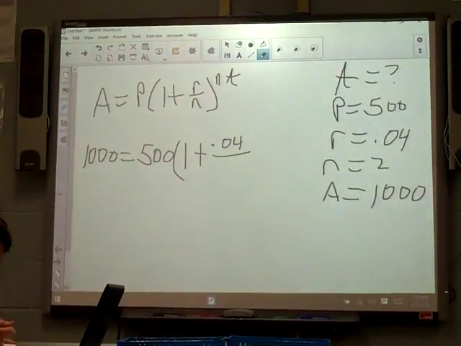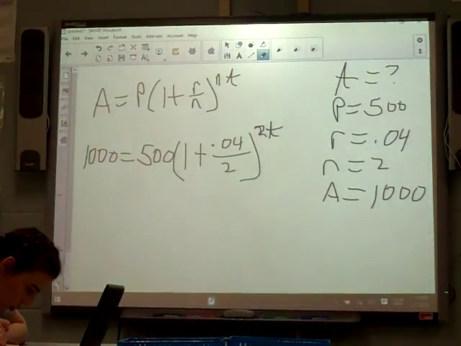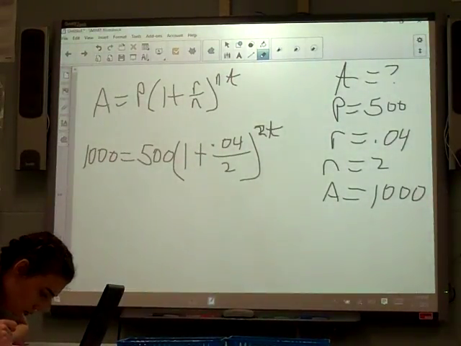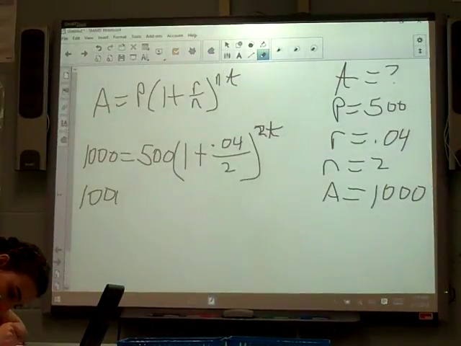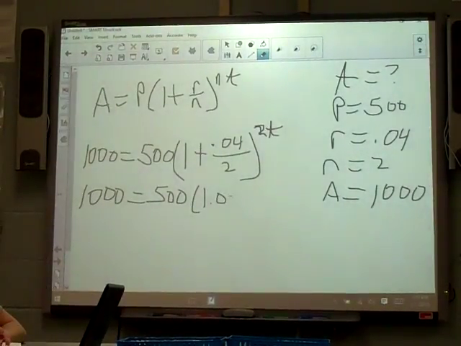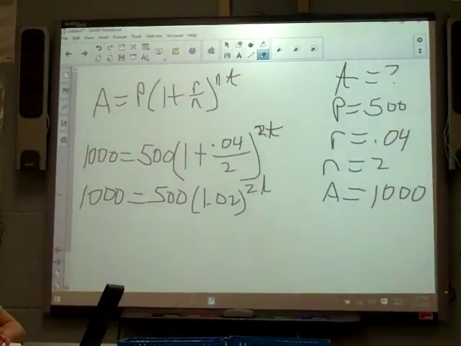0.04 divided by 2 to the 2t power. Now what I would do here if I were you, in case you see this on a test next week, that 2t power is only on that parentheses. So I would simplify in that parentheses and get myself an answer first. I'd figure out what 0.04 divided by 2 would be, and then add that to 1. Ends up being 1.02. You can check me out. So I got 1,000 equals 500 times 1.02 all to the 2t power.